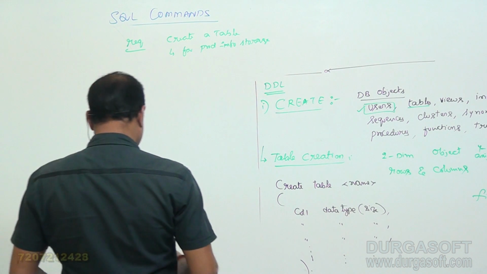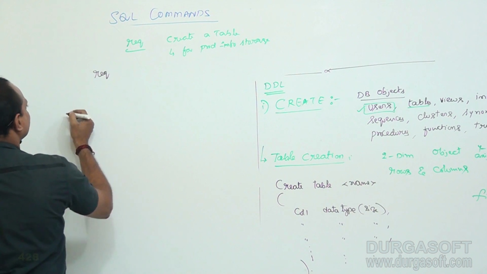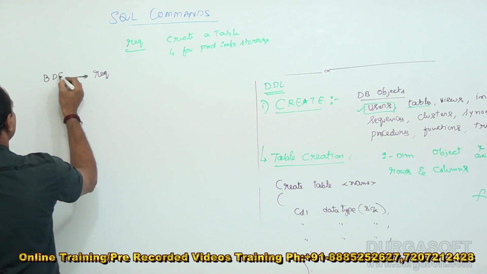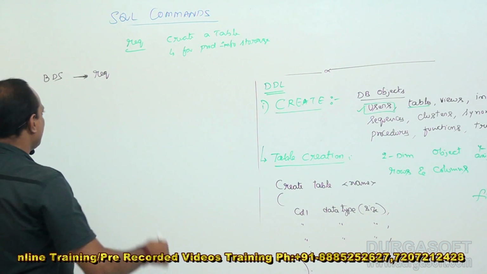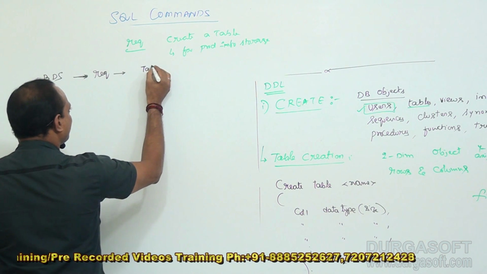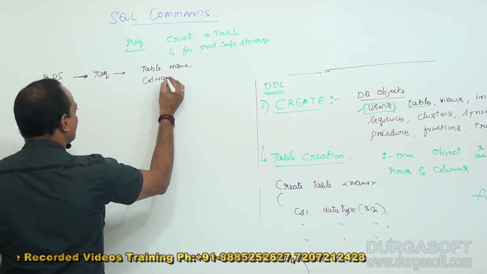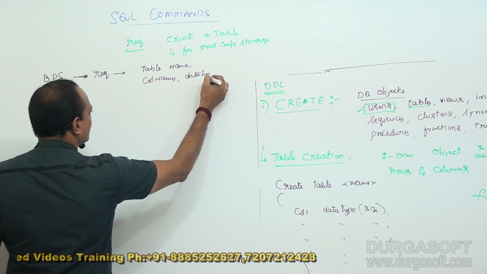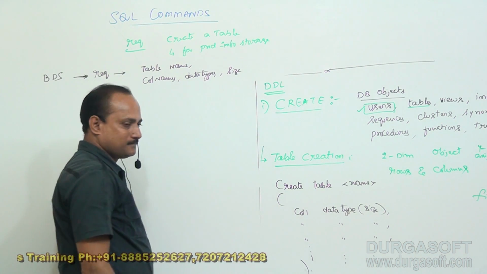Generally you will get the requirement, and you have to consider the requirement from the BDS. Remember this: BDS, Business Document Specification. Whenever you get a requirement like table creation, you have the table name, the column names, and the respective data types. What data types you have to consider, and the size of each data type, they will specify.